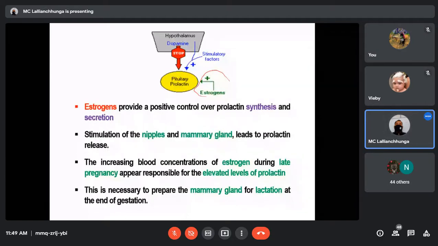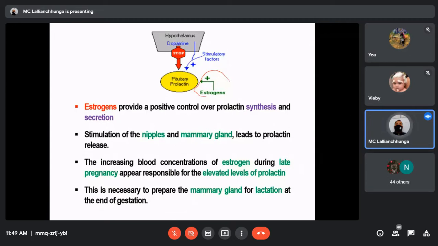Okay, so during increased production of estrogen, it means that the body is prepared for producing the offspring, so that milk will be synthesized. Okay, it is increasing the growth of the mammary gland also for the production of the milk.